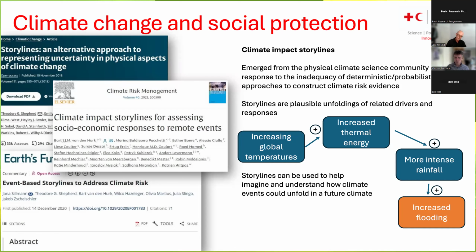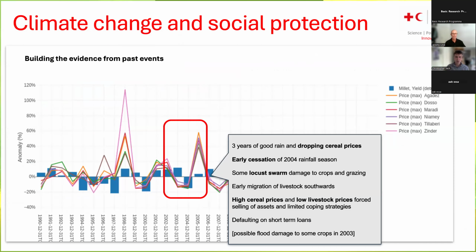So we can think of an adaptive response of improved land management, and that might decrease the increased flooding that we've already generated in a storyline. So again, they're heuristic tools, they're ways of thinking through the implications of different unfoldings of events, and we're starting to see them being brought into lots of different decision-making spaces. So how do we do it?